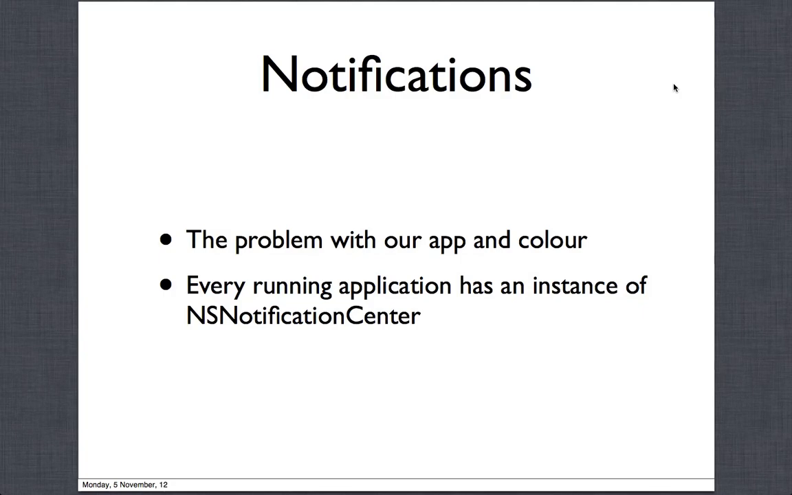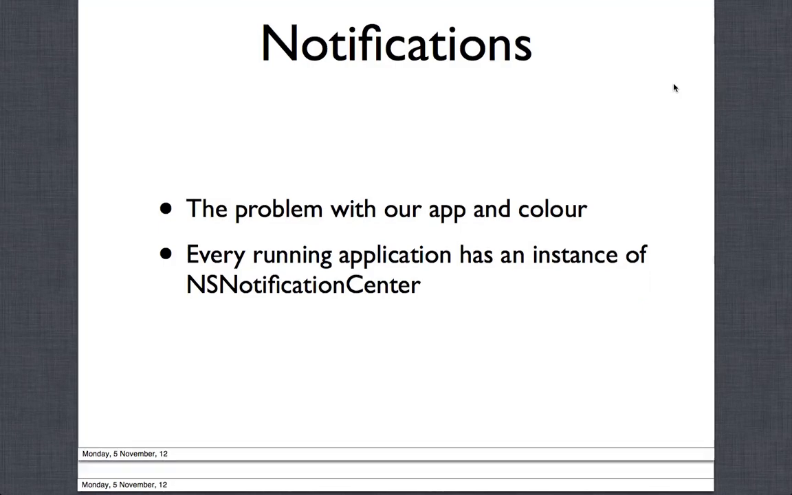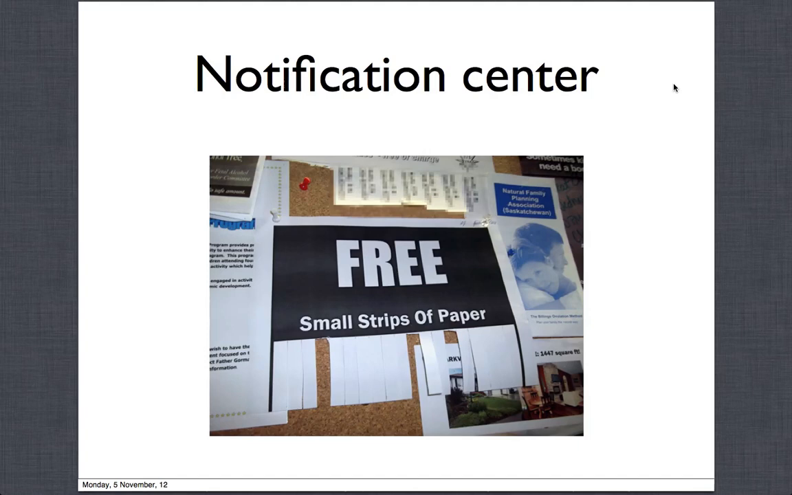So every running application has an instance of NSNotificationCenter. And Notification Center is just like a bulletin board where anything can post a notification, and some other object can be an observer of that notification. And in our application, we want the preferences panel to post a notification, not actually the panel, but let's say the color well. When it changes the color, we want it to notify all the documents in our application so that the color is changed and you have to update the background color.